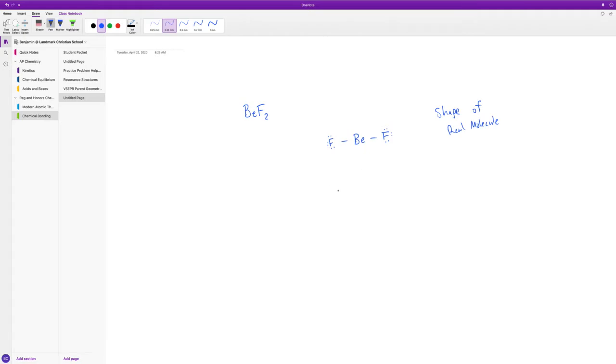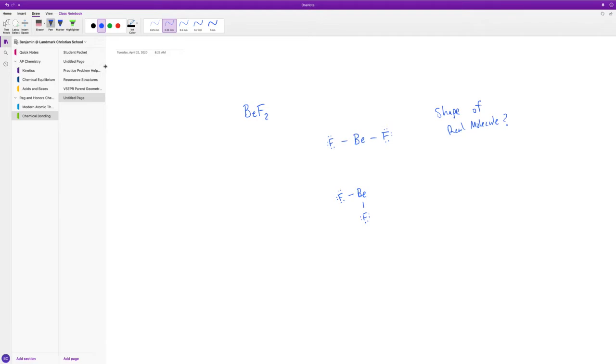And another valid way to draw this Lewis structure, somebody else might draw it this way. See, when I draw it this way, it looks like it's bent. And when I draw it the other way, it looks straight. And so the question is, what's the real molecule look like?